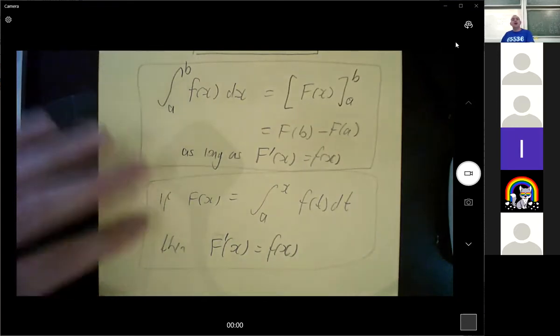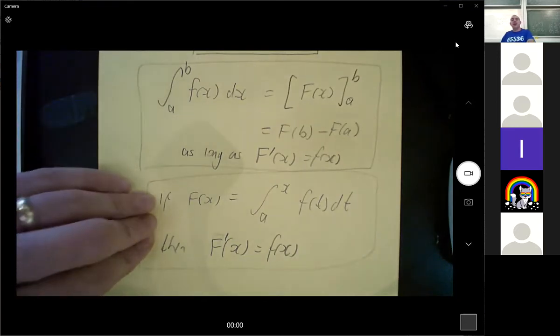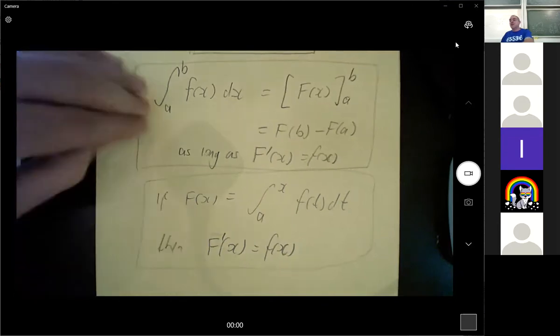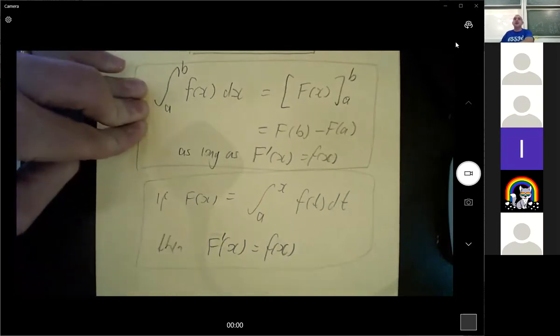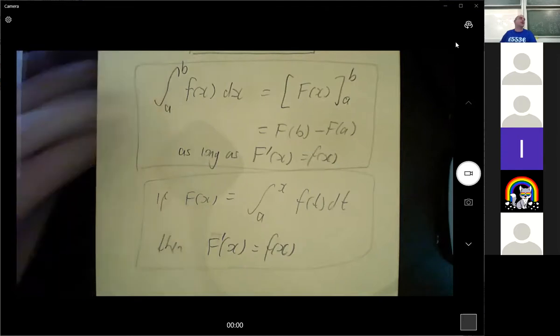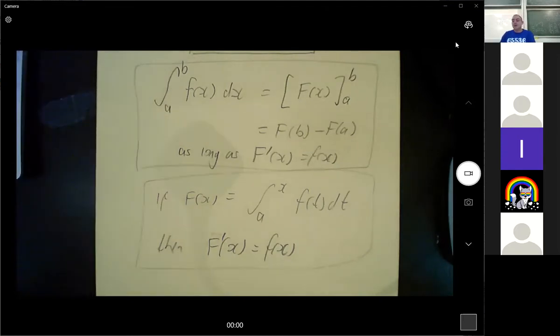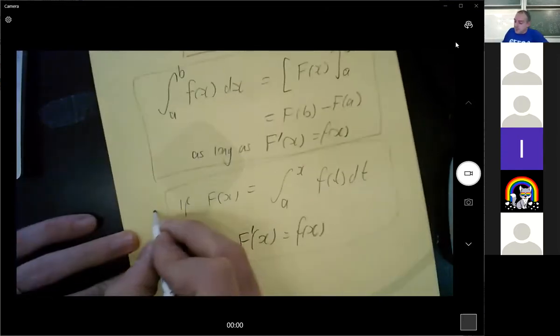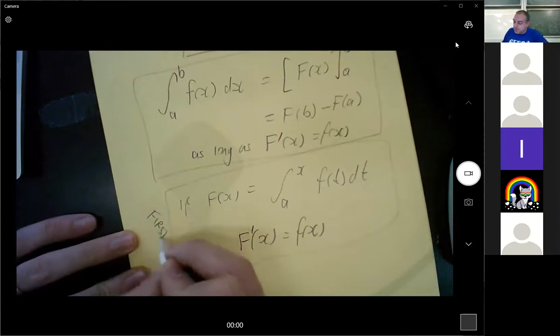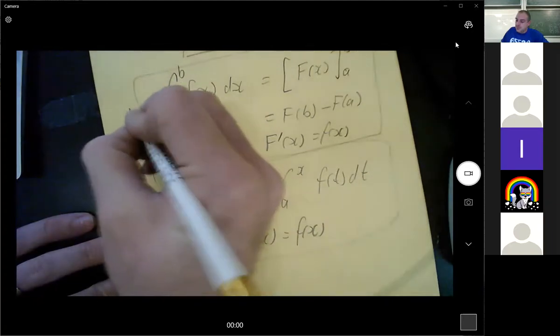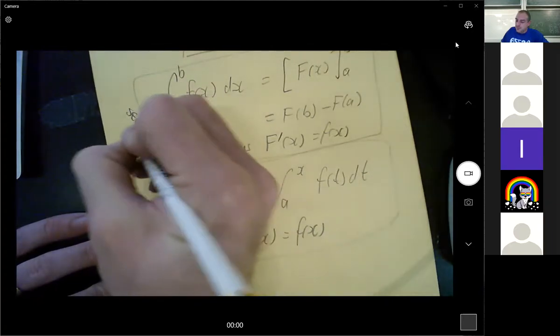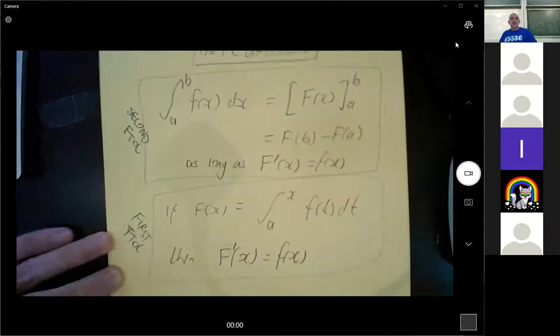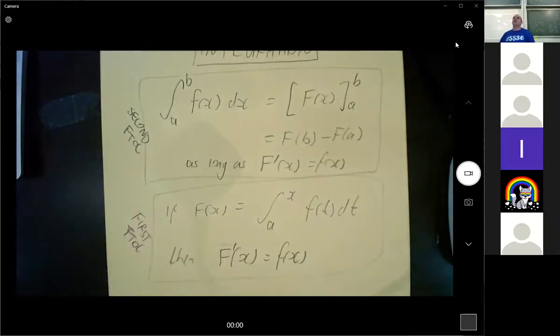One is how to find an antiderivative using integrals. The other one is how to find an integral using antiderivatives. That's the difference between them. So I think this one's the first one. Is that right? But I remember this one better because this is how to do integrals. Okay.